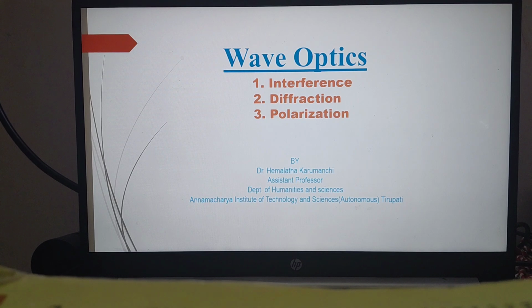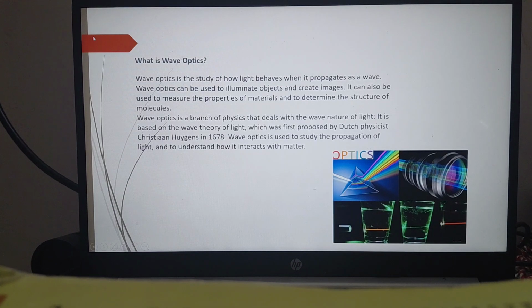Hi students, today we have discussed the important topics of wave optics. In wave optics there are important phenomena: one is interference, second one diffraction, third one polarization. Before going to these phenomena, we can learn the basics of wave optics. Then, what is wave optics?